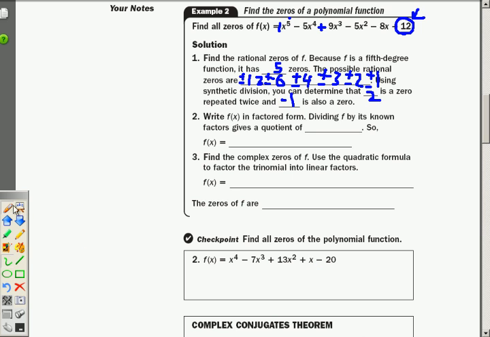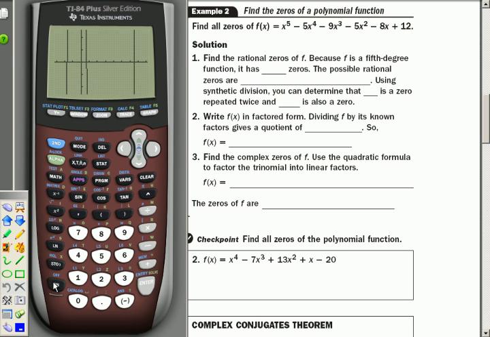The much easier route is to go down here to your calculator, turn it on, and type into your Y menu: x to the 5th minus 5x to the 4th, and right there is supposed to be plus, isn't it? That's where it messed me up last time. Plus 9x to the 3rd minus 5x squared.